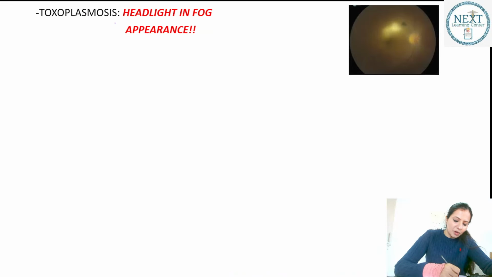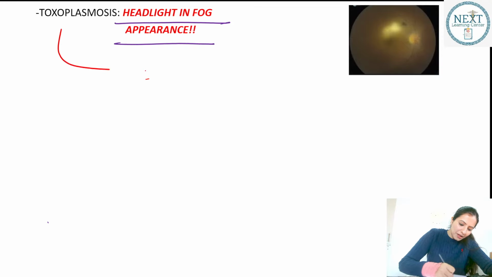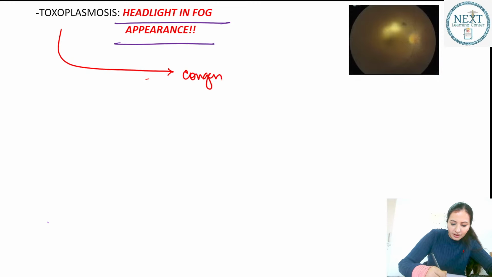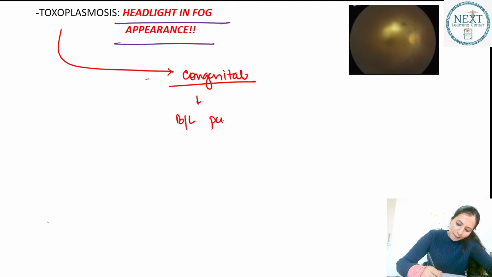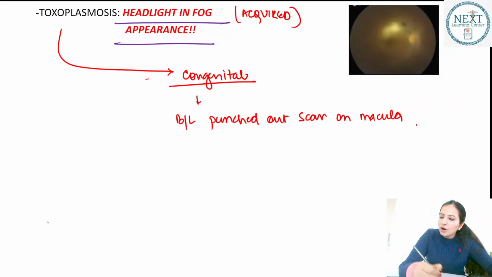Then toxoplasmosis, you can have either headlight and fog. So toxoplasmosis, you have got two types. One is congenital. So when it is congenital, you are going to get bilateral punched out scar on the macula. So you will see some black scar on the macula. Or in acquired cases, you can have a headlight in fog appearance.